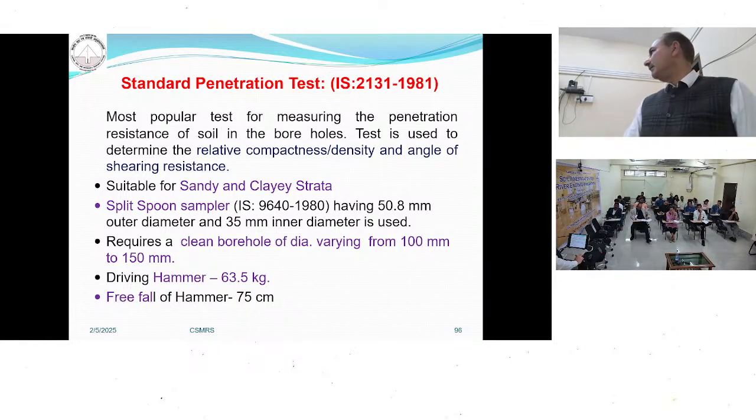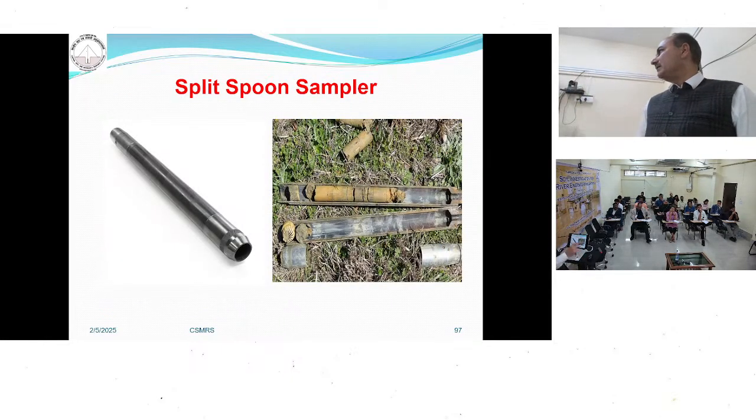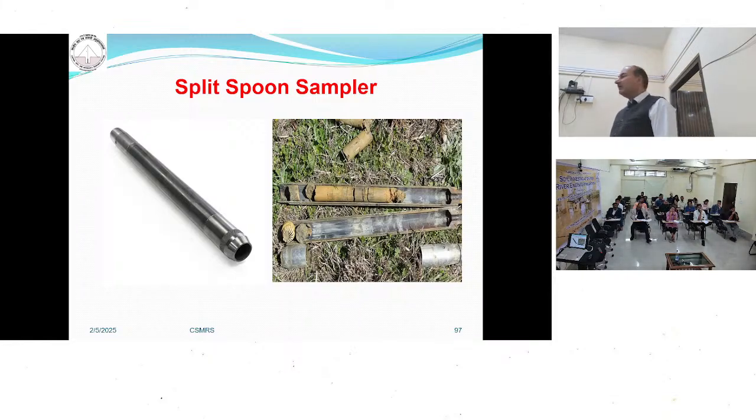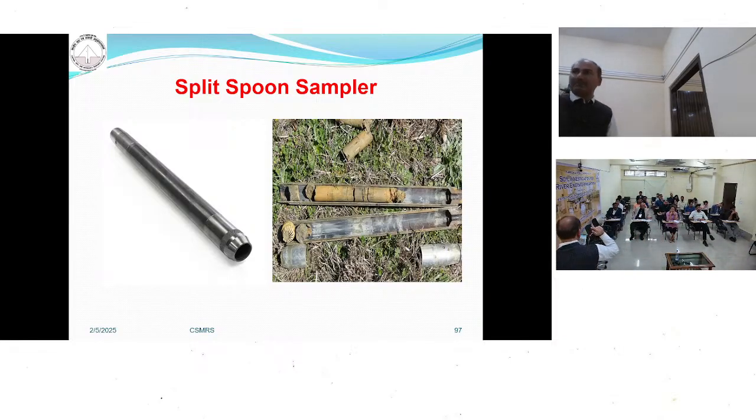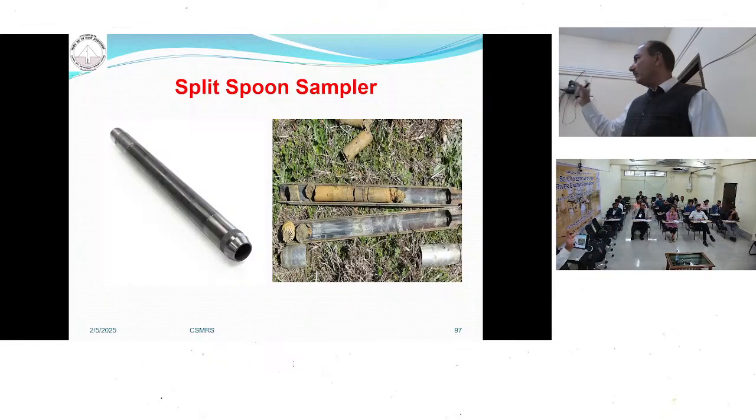Here I can show you that. This is a typical picture of a split spoon sampler. Why do we call it a split spoon sampler? Because this is my sampler and this is my cutting shoe. If I remove this cutting shoe, I can open it into halves. That's why it is called a split spoon sampler. When you are driving into the ground, whatever material is there comes inside. Although it is a disturbed sample, we get an idea of what kind of material is there.